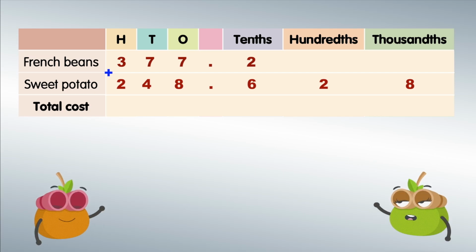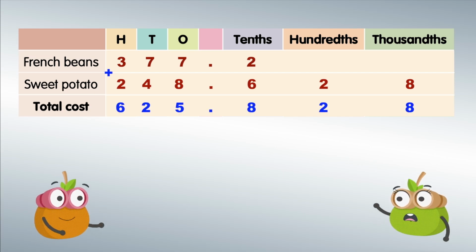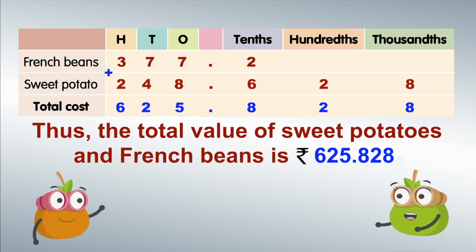After adding all these values together, we get the total cost, which is Rs 625.828. Thus, the total value of sweet potatoes and French beans is Rs 625.828. Wow, it is fun to add decimal numbers.